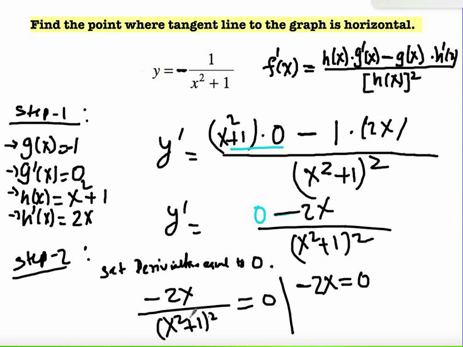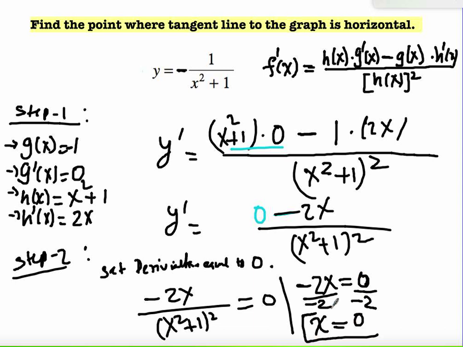Why is that? Think about how you can get rid of x squared plus 1 to the power of 2, the whole denominator. In order to get rid of it, we need to multiply both sides by x squared plus 1 squared. And once we multiply the right hand side by it, it will give you 0. On the left hand side, it will cancel out. So you will have negative 2x equals 0. Then we divide both sides by negative 2. So x is going to be 0 divided by negative 2, which is 0.